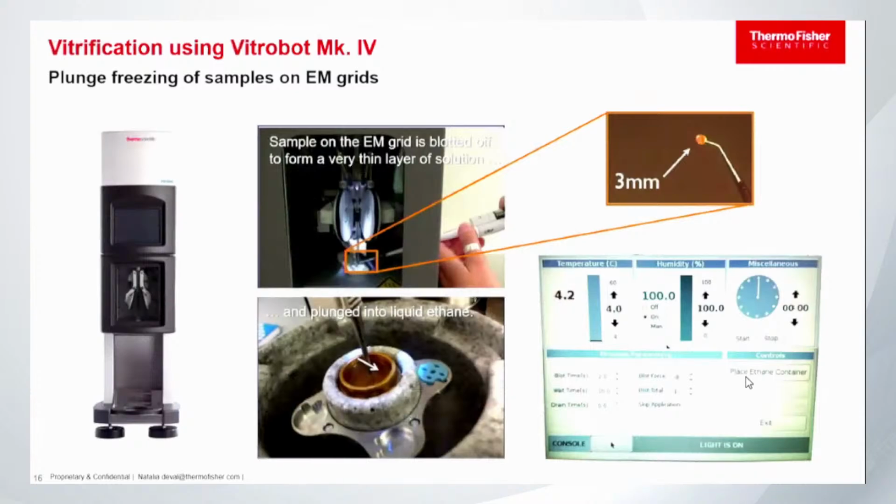And once you have done that, the system automatically plunges the grid into the liquid ethane. This is the cup with liquid ethane at minus 180 degrees Celsius. The vitrification is so fast that you don't get any crystalline ice. It's vitrified ice. Crystalline ice is the regular ice that you don't want on the grid, because that's what we call ice contamination, okay?